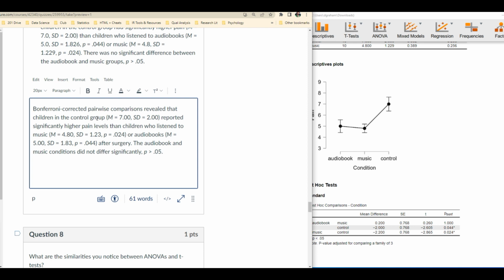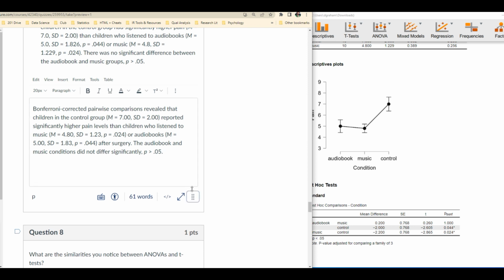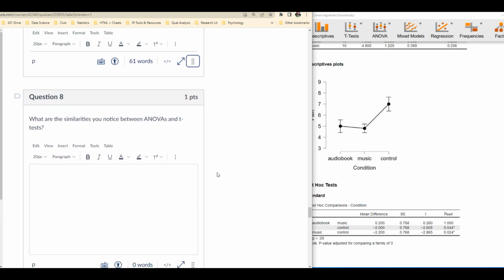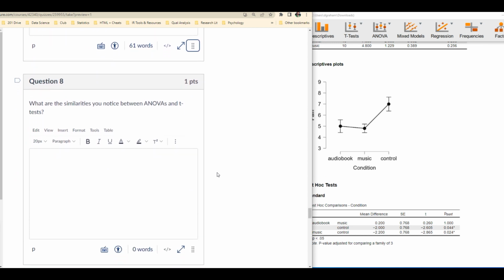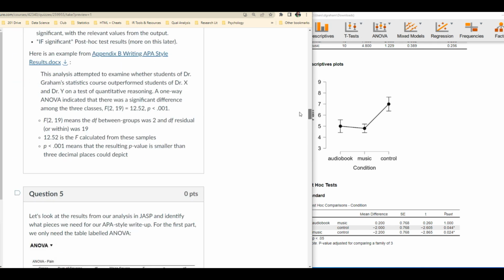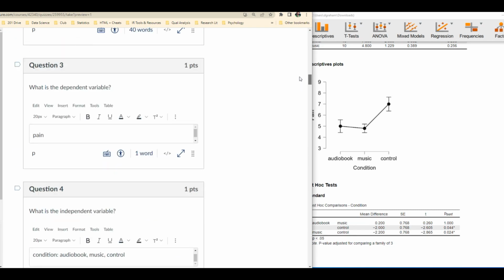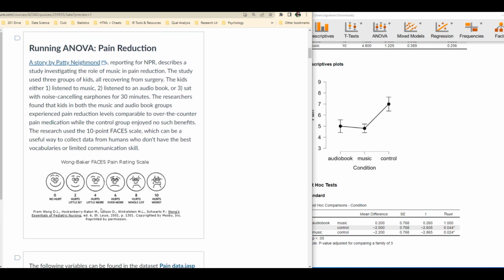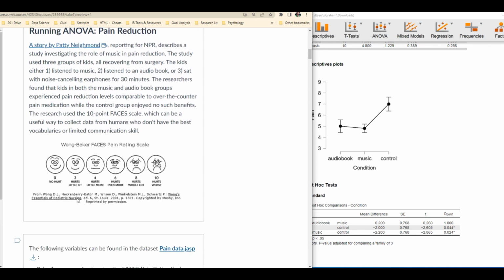So this sentence, if you were to ignore all this statistical number jargon in there, it would read as just a regular old sentence. And the audiobook and music conditions did not differ significantly. So we conclude that listening to either audiobooks or music can help with pain reduction, but listening to nothing doesn't help. Good to know, right? And that is, of course, what, while these data are not the actual data that this study was based on, they are simulated data, but they reflect what this study actually found. So the citation is here if you would like to look it up.